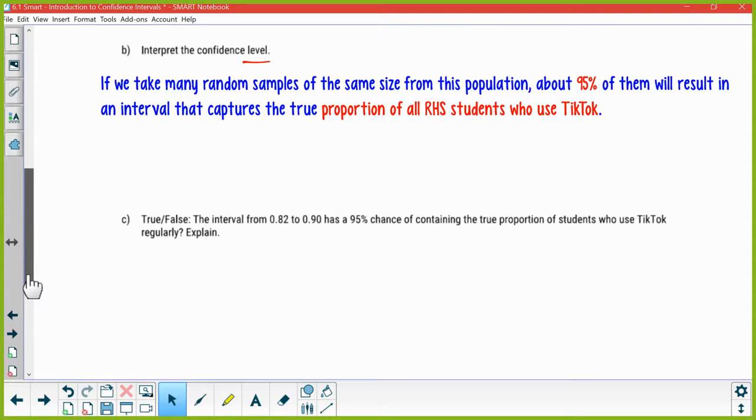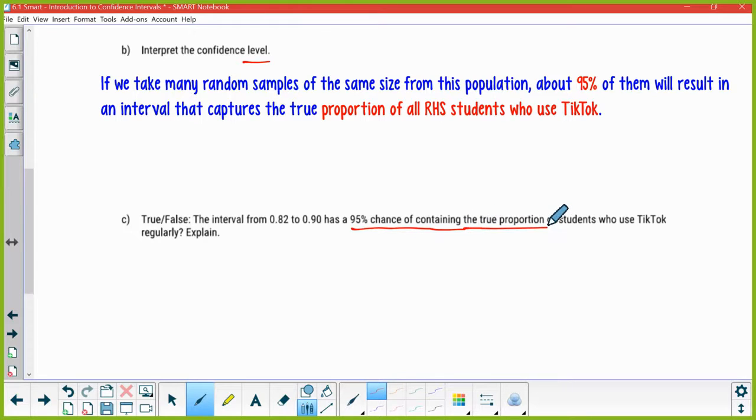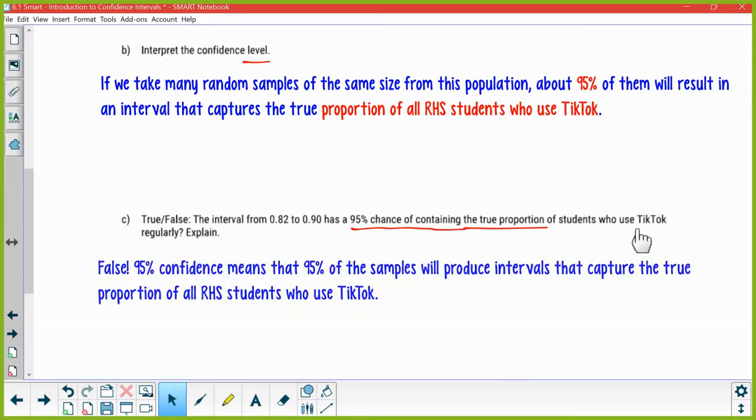The interval from 0.82 to 0.90 has a 95% chance of containing the true proportion of students who use TikTok regularly. Well, the language here is really, really important. It's saying a 95% chance of containing the true proportion. That's not what a confidence level represents. Again, it represents the percentage of your samples that contain the true proportion, not the chance of your interval specifically containing the true proportion.